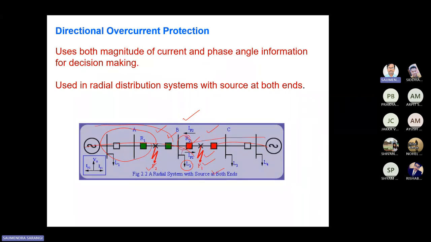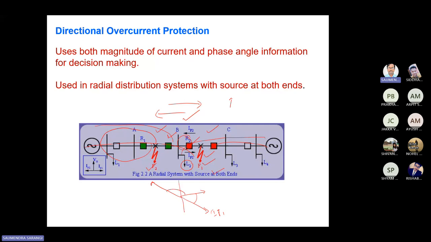So to improve the reliability, we should include the directional property, meaning the fault is either in this direction or in this direction. This can be done by considering the voltage as a reference. If you take the voltage as a reference, for an F1 fault the current will be in this direction. It will increase, but in this direction. This is called IF1. For a fault at F2, IF2, the current will have exactly a 180 degree phase shift. The current will increase, but in this direction, right?